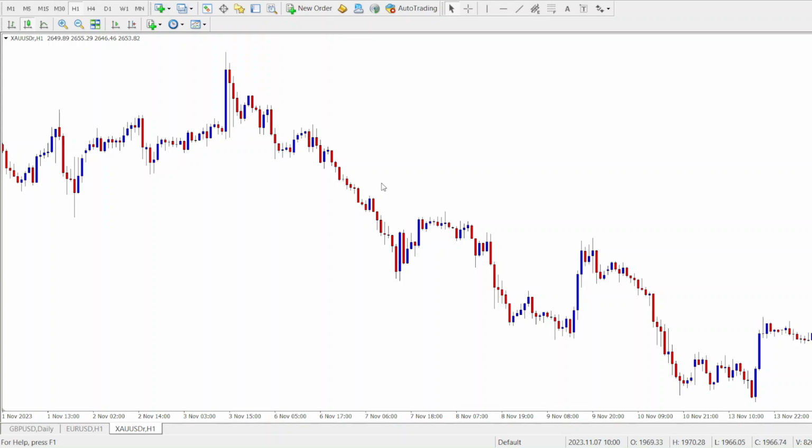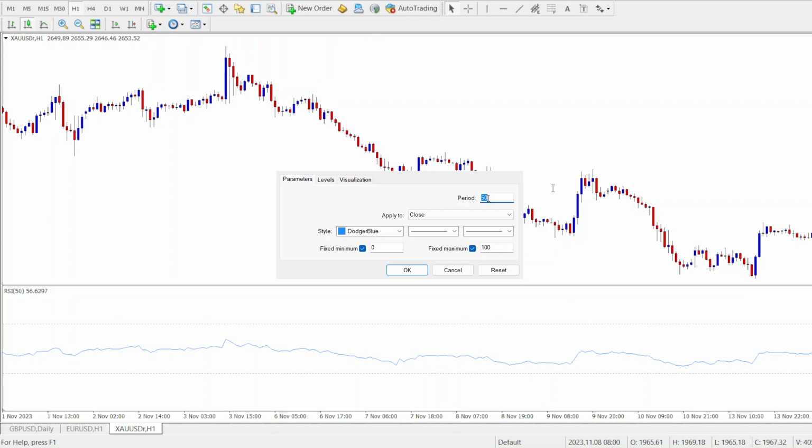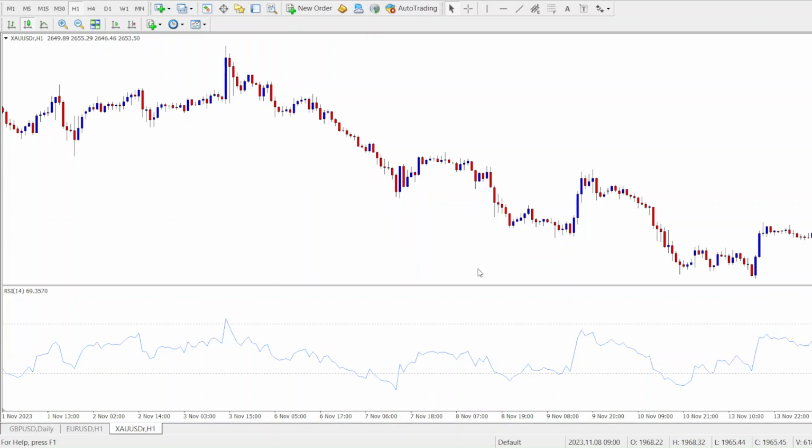Okay, so I'm going to be using the RSI, the relative strength index, because you can use other momentum indicators as well to spot hidden divergence, but in this video we are just going to be using the RSI. All right, let us set this period back to the default 14.